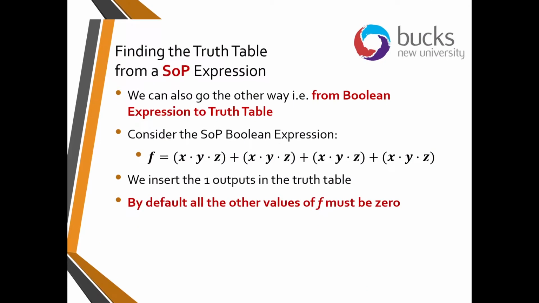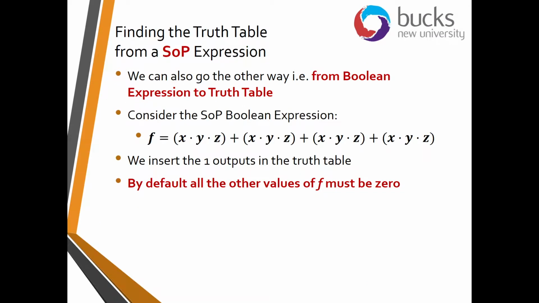In our presentation here, finding the truth table from a sum of products expression, we can also go the other way, from the Boolean expression to the truth table. So if we consider the following sum of products expression, notice it's ANDs in the brackets and they're ORed together, so AND into OR, this must be sum of products. So we've got F equals X and Y and Z, or X and Y and Z, or X and Y.